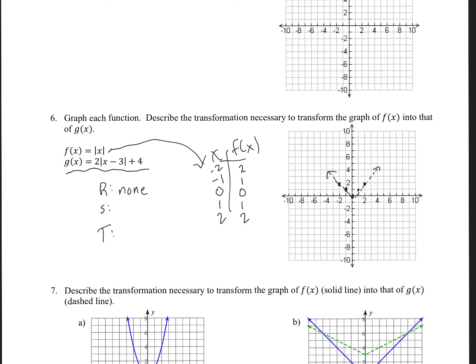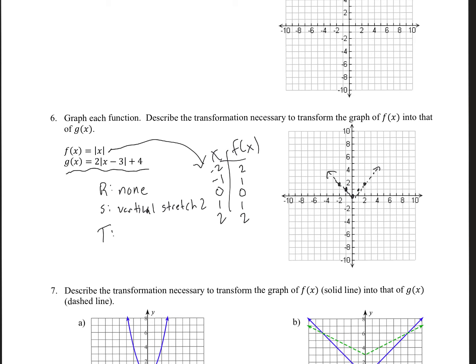Stretch, yes. There's a stretch. It has to do with that 2 being multiplied by the absolute value there on the outside. So what is that? That's a vertical stretch of 2. If it was some value between 0 and 1, like 1/2 or 3/4, then we'd say a vertical shrink of whatever the value is. In this case, it's a stretch of 2.